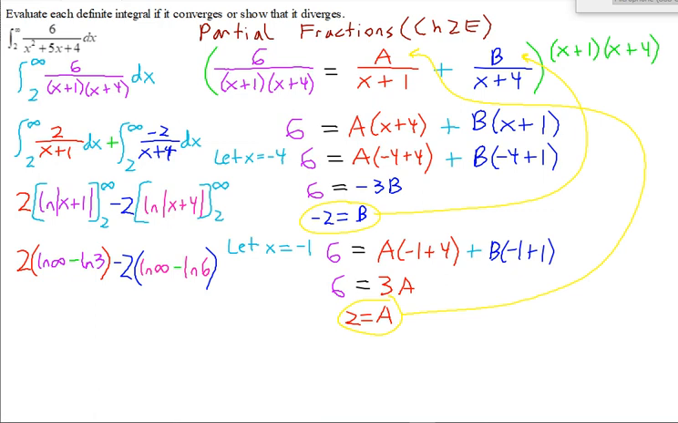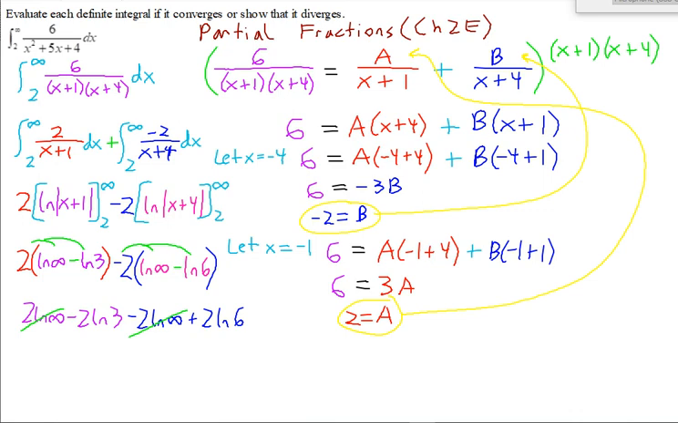And then if we distribute out the 2 and the -2 here to simplify this, we'll get 2 natural log of infinity, minus 2 natural log of 3, minus 2 natural log of infinity, plus 2 natural log of 6. Then you can see that normally if this had just been by itself, 2 natural log of infinity, that would be infinite and this would diverge. But in this case, 2 natural log of infinity and negative 2 natural log of infinity are like terms, they cancel out, so it ends up not being divergent because the infinities are gone now.